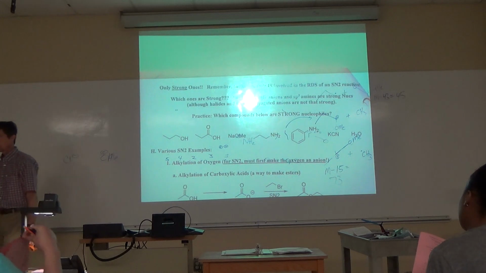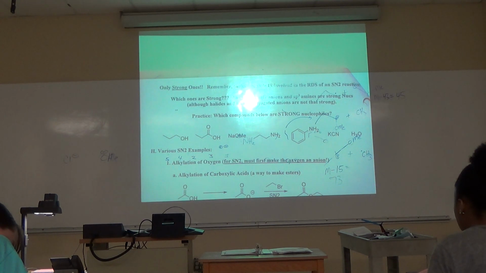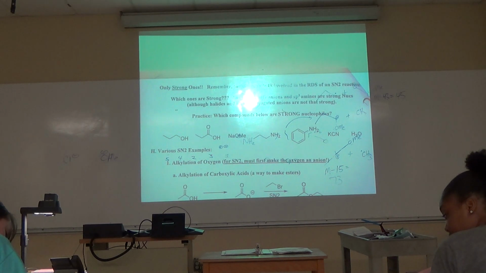Only strong ones. Let me ask you a question. Is the nucleophile involved in the rate determining step of an SN2? Yes. Okay, you need to be able to answer such questions. What is the rate determining step? The rate determining step is the hard step. The nucleophile is involved. For it to be involved in the hard step, it has to be strong. If it's weak, it can't do a rate determining backside attack. It has to be strong.